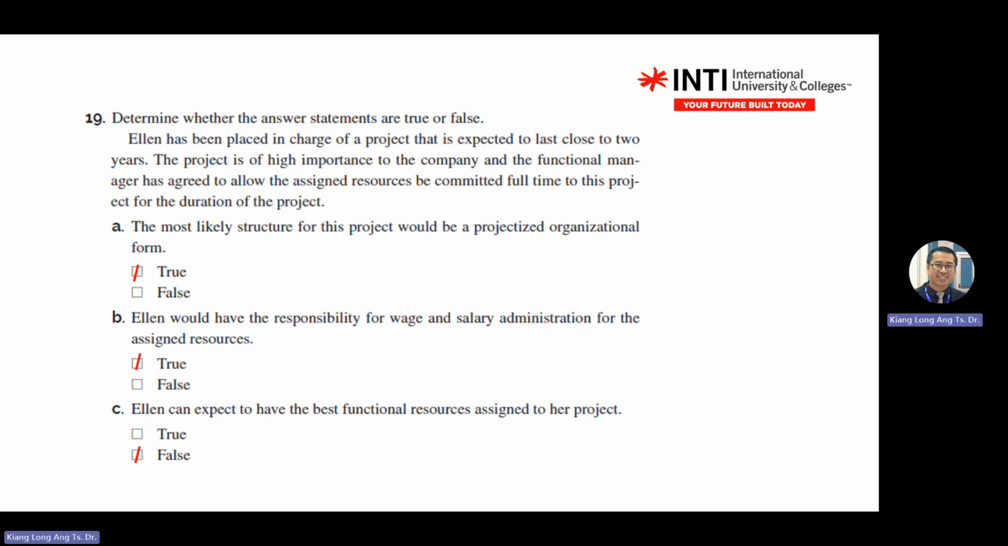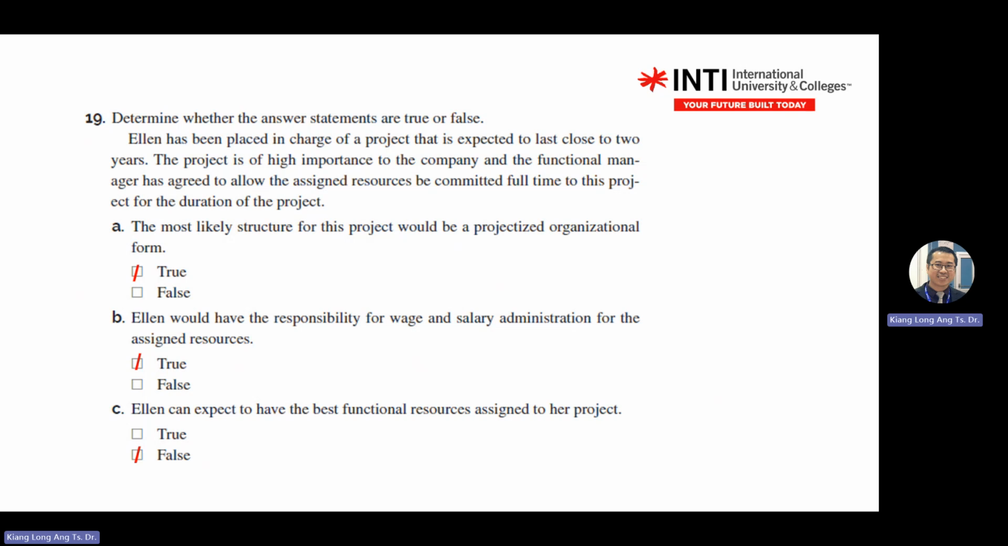It can be true, it can be false. This one, C1, is a gray area. It's a gray area because it's a projectized organization already. Projectized means you have project A, project B, project C, project D. So your resources will be here and there.